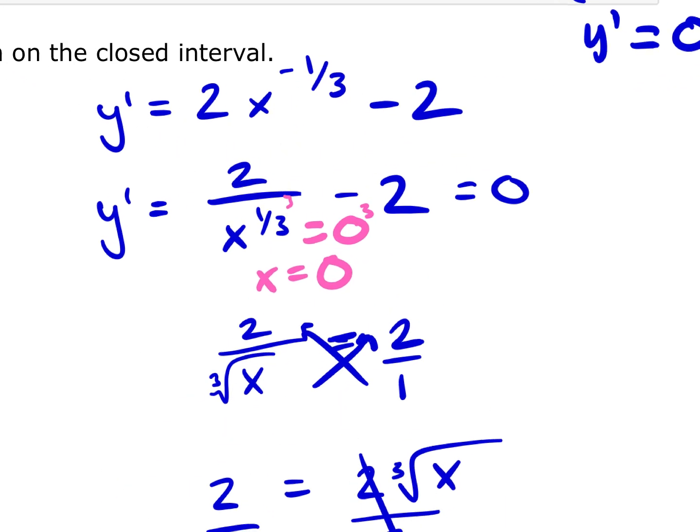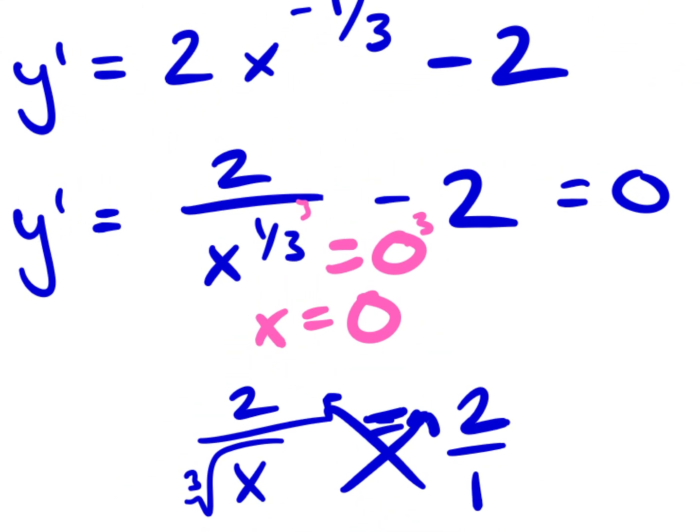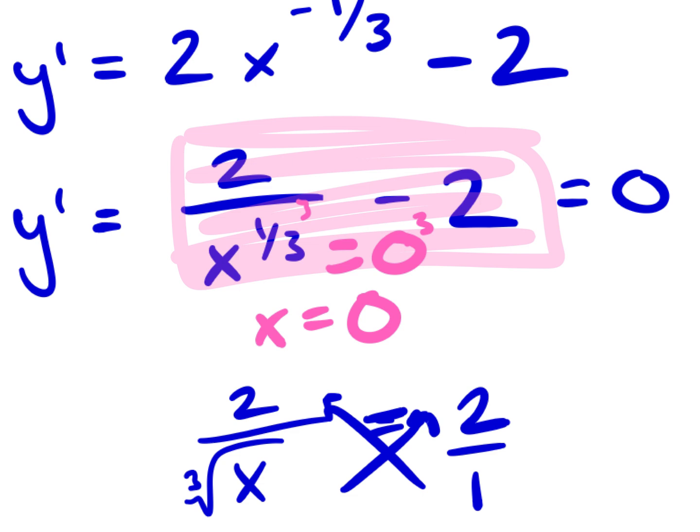So if you have a fraction, you're looking for where in our equation it does not exist or where it's undefined. So if you have a fraction, set your denominator equal to 0 and solve. If you don't have a fraction, then it could be possible that you have nowhere where it's undefined, and that's fine. Then your critical numbers would just be where it equals 0.